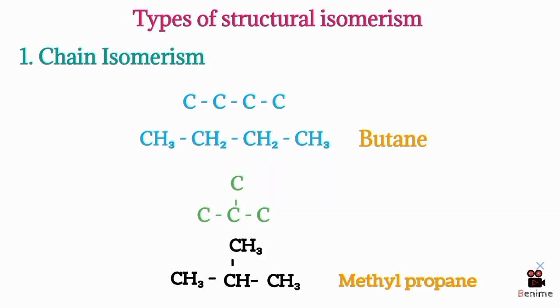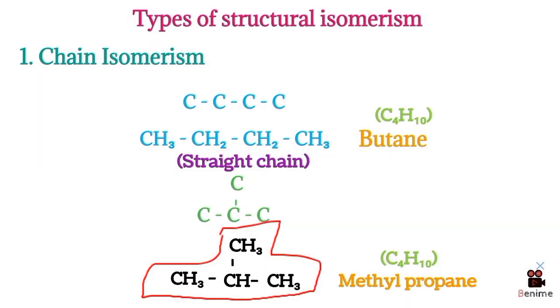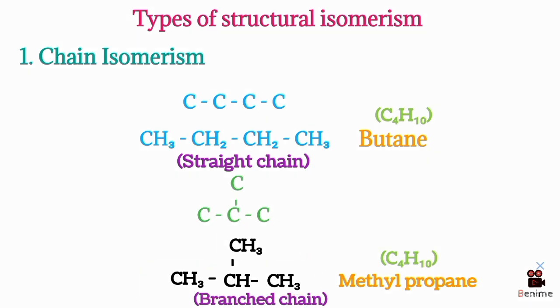Now compare carefully, students. Both compounds have the same molecular formula, C4H10. But their carbon arrangements are different. One compound has a straight chain. The other compound has a branched chain. Therefore, they are called chain isomers. This type of isomerism is called chain isomerism.